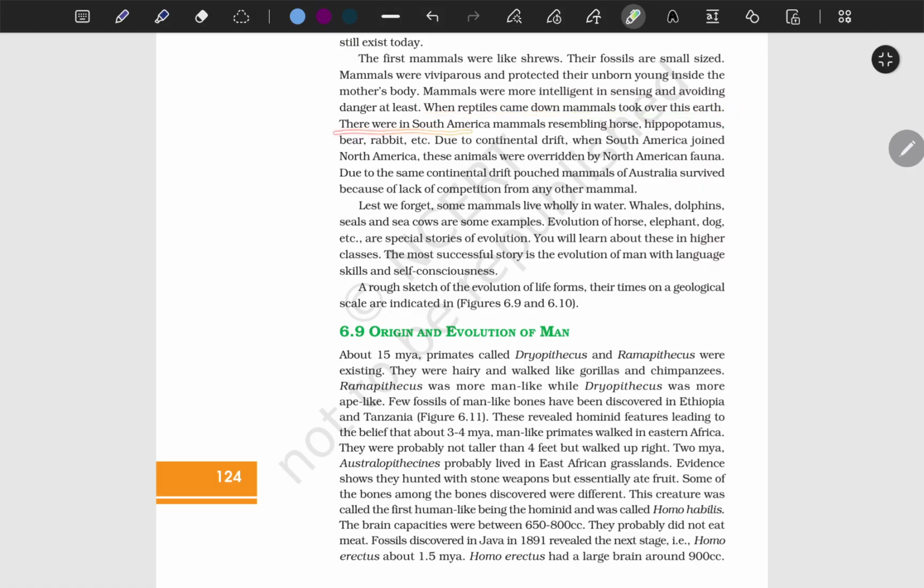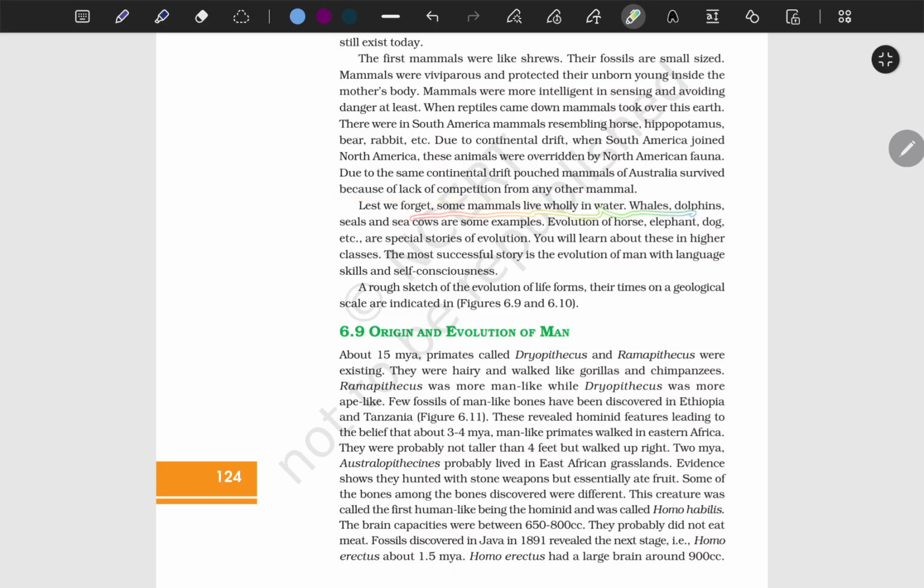There were in South America mammals resembling horse, hippopotamus, bear, rabbit, etc. Due to continental drift, when South America joined North America, these animals were overridden by the North American fauna. Due to the same continental drift, pouched mammals of Australia survived because of the lack of competition from any other mammal. Lest we forget, some mammals live wholly in water.